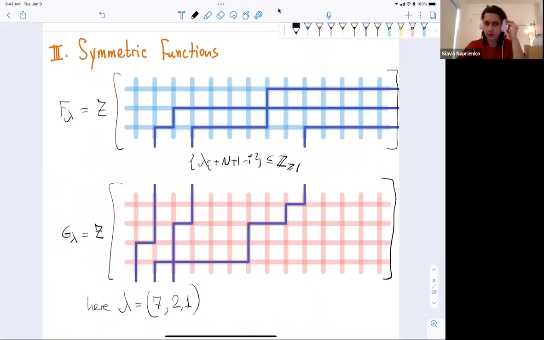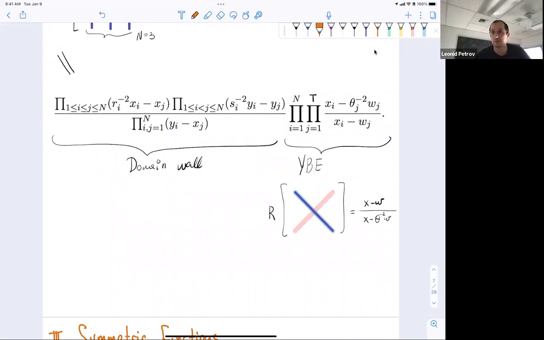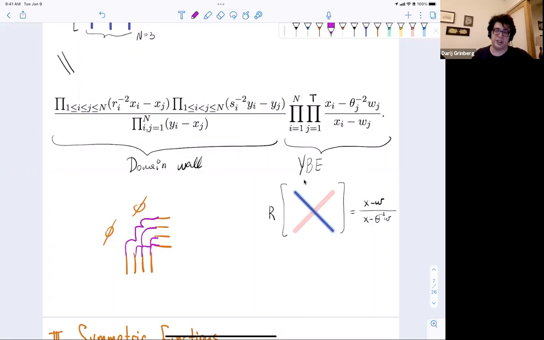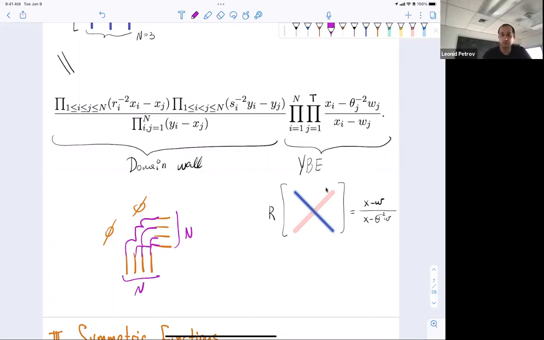Leonid, before you go further, there is a question in the chat. What does the domain wall mean? I don't see that, but let me try. What is the domain wall? Yeah, the domain wall is the boundary condition in the six vertex model, which has this form. So there are paths that are choosing to do something like this, and they come in packages with no space in between. So it's n by n. Okay, right, I see. All right, so here's the chat. Now I see the chat. Okay, I'll react accordingly.